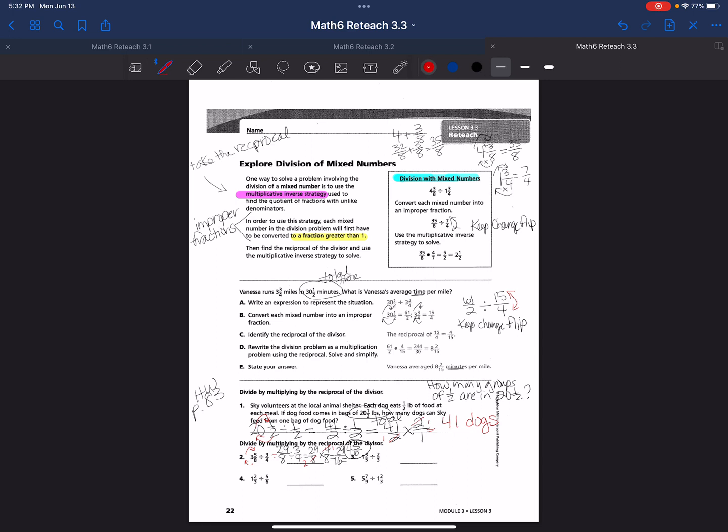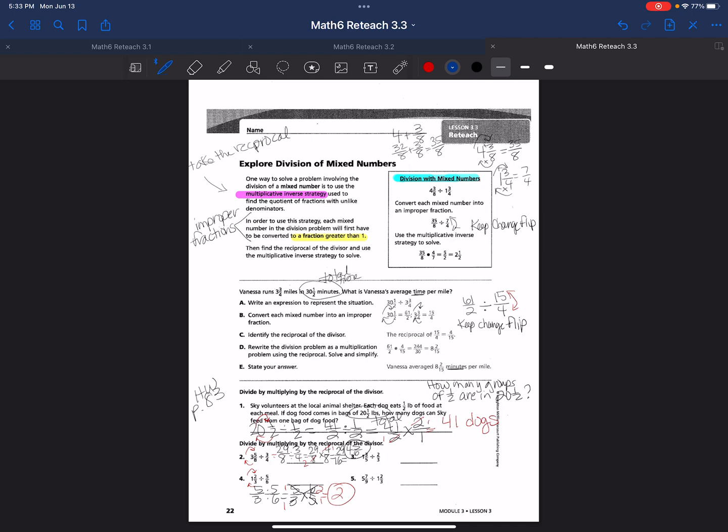Okay, let's change this one. 1 2/3 divided by 5/6. I have to change that into an improper fraction. 1 times 3 is 3, plus 2 is 5. So I have 5/3 divided by 5/6. Keep, change, flip. We do cross cancellation here. And we can also do that with the 3 and the 6. So that becomes a 2. Okay, let's look at the next one.